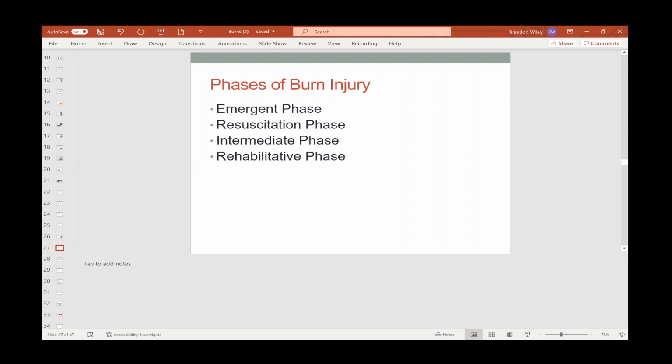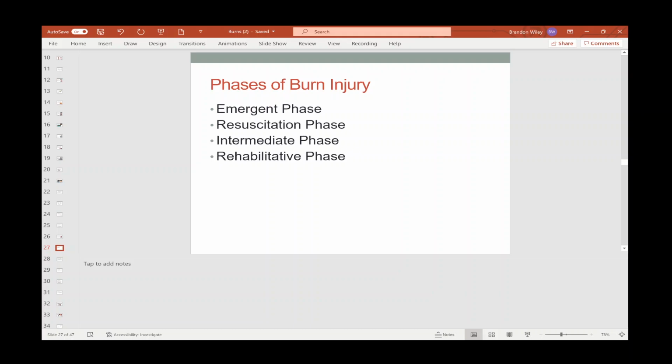Resuscitation, we're going to resuscitate them. Whatever it takes to get some fluids in, make sure that they've got enough oxygen, that they're perfusing. What do you think intermediate is? Okay, close observation. So this is phases all the way to the end.